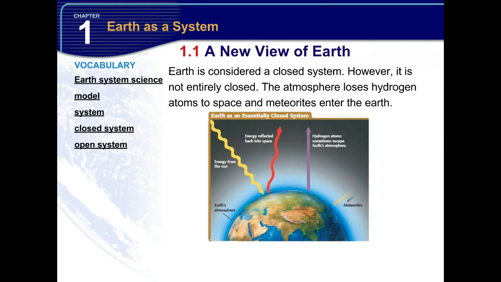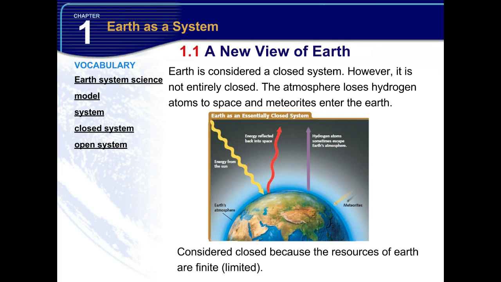Now, Earth is considered to be a closed system. However, there are some exceptions. It's not entirely a closed system. The atmosphere loses hydrogen atoms to space and meteorites enter the Earth. It's considered closed because the resources of Earth are finite. They are limited.